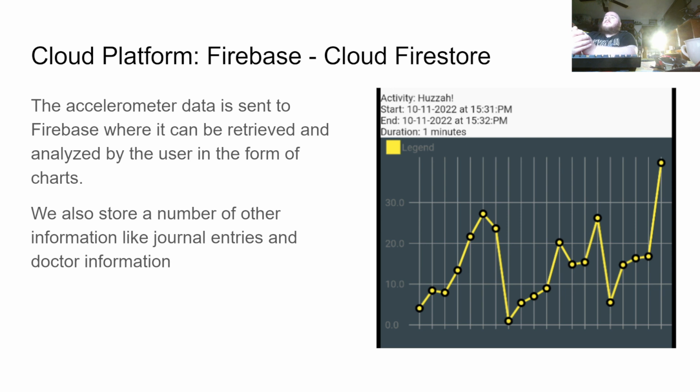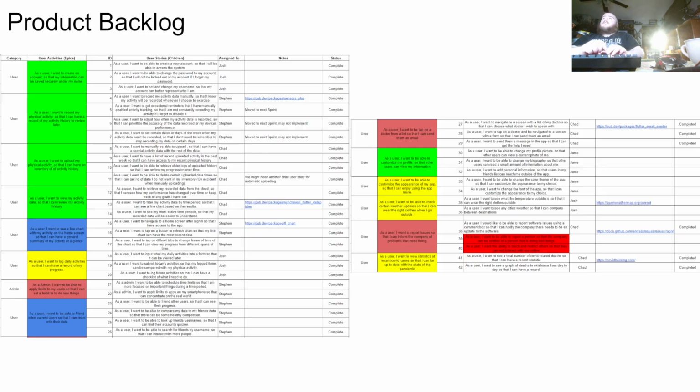And we also store doctors' information. The user has a list of doctors that's special to them, and they can tap on a doctor's name and send them an email from inside our application. I think we also end up using an email API to do that. Or rather, a package built upon an email API to grant higher functionality.